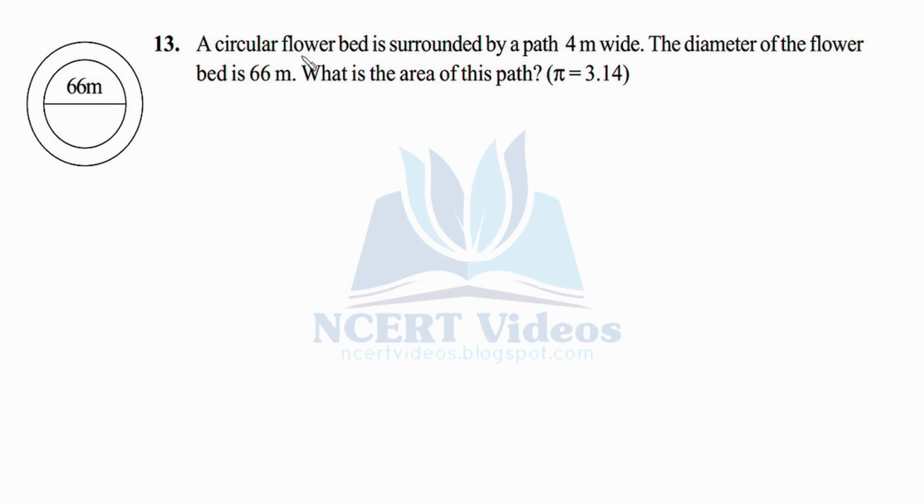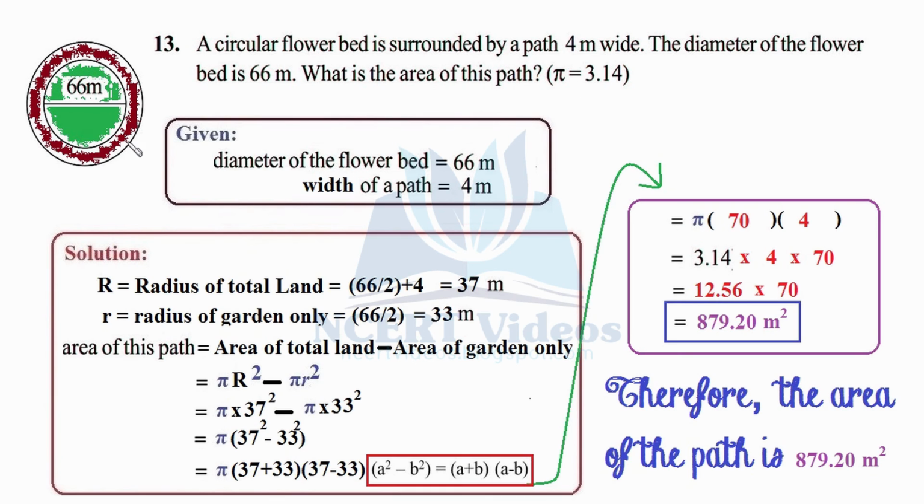13th. A circular flower bed is surrounded by a path 4 meter wide. So this is the path surrounded outside the circle. The diameter of the flower bed is 66 meter. This is the diameter. What is the area of this path? Pi equals 3.14. Visual representation of this question is as follows.